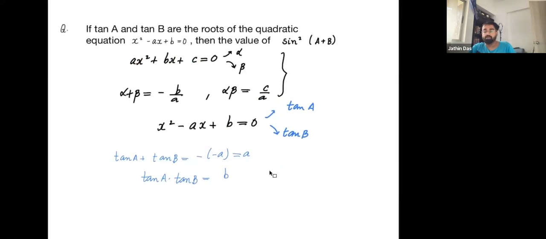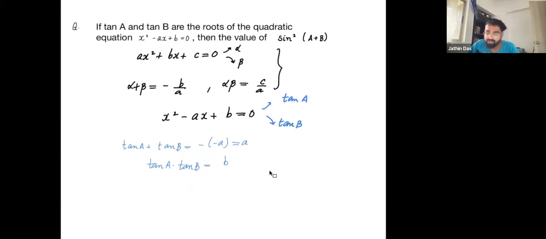I hope it's clear. Okay, and they're asking to find the value of sine square (a plus b). Try. I'll just come now. Think, how will you connect?